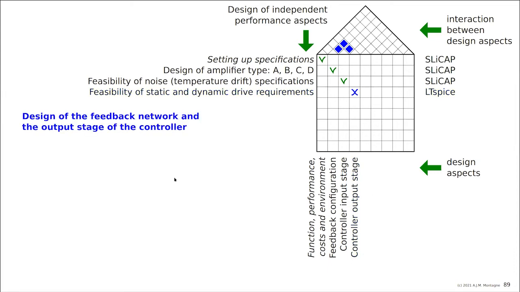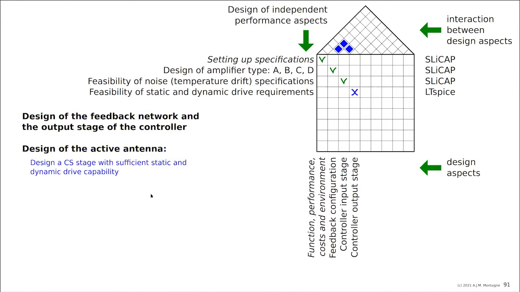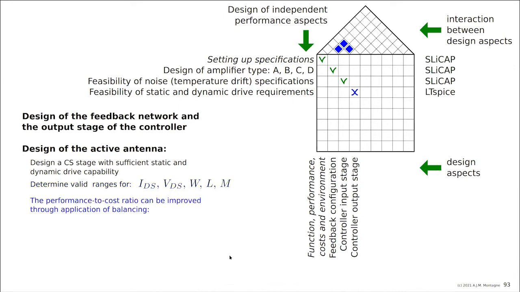So that's what we do, and the feedback network is still involved. If we have a structure that requires more power in the feedback network than another structure, then that can be an advantage. That's what the interaction says. So for the active antenna, we are going to design a CS stage with sufficient static and dynamic drive capability. And we have to determine IDS, VDS, W, L, and the multiplication factor. That's basically all we have to do.